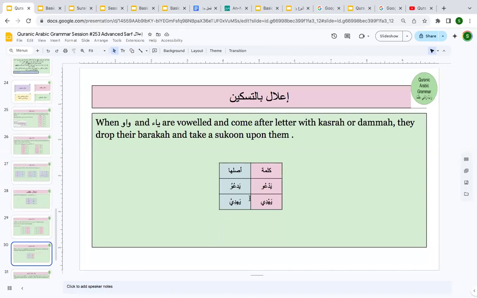Why so? Because the letter before ya, the letter before waw is either dhamma or a kasra. Not to make mud, just for ease. It is easy to pronounce it like that. And yes, it changes into mud, but it is easy to pronounce like that as well. So what will happen if the waw and ya were present after a letter that was carrying a fatha?